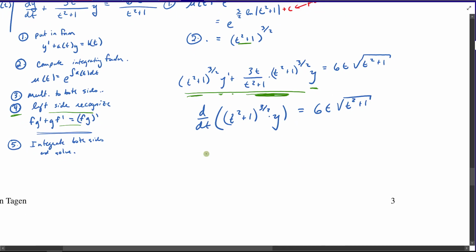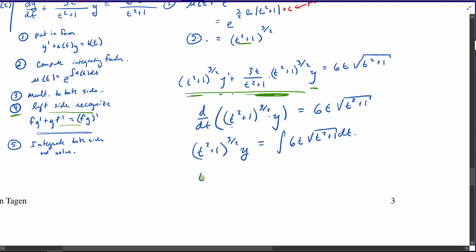So integrating both sides is just going to give me, on the left-hand side, just the expression inside the derivative. And so I usually don't even write an integral symbol on that side. When I take the antiderivative of this derivative expression, I just get that expression. And then on the right-hand side, we've got 6t square root of t squared plus 1 dt.